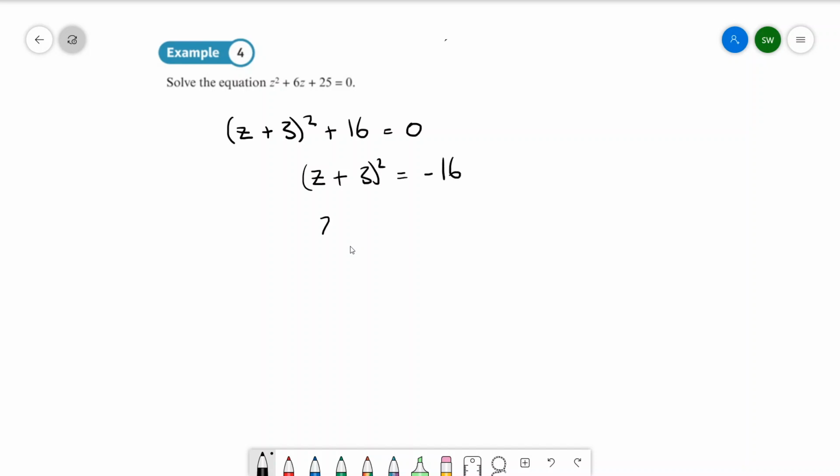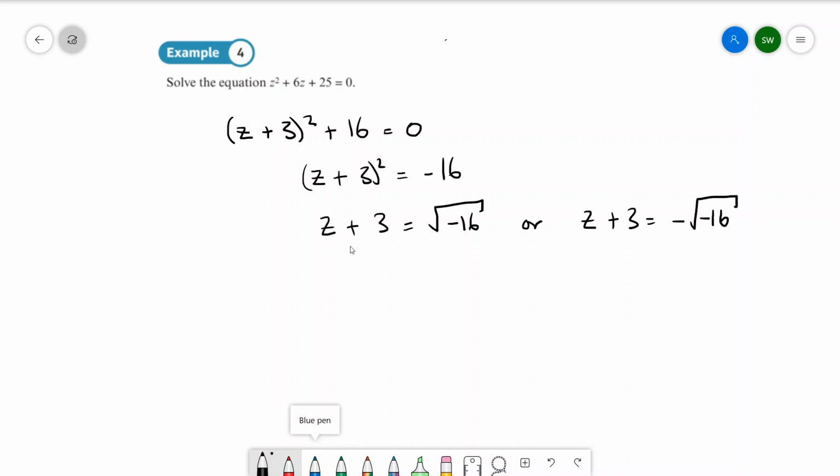and let's square root both sides. So we get z plus 3 equals the square root of minus 16. Well, because we've square rooted both sides of the equation, we've got another solution, which is z plus 3 equals minus the square root of minus 16.